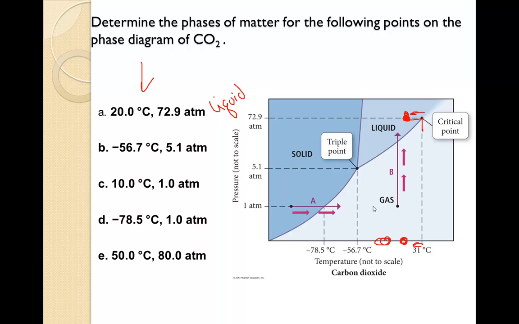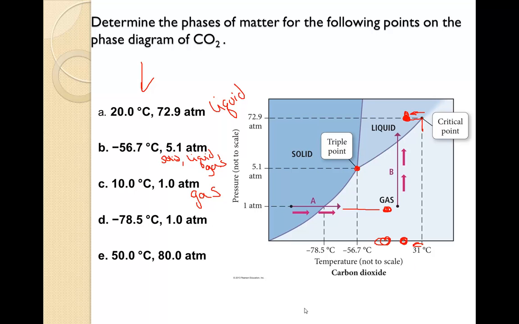Negative 56.7 degrees and 5.1 atmospheres. That's the triple point. That means solid, liquid, and gas all exist at the same time. At 10 degrees Celsius and 1 atmosphere, well, here's 1 atmosphere. 10 degrees would be around here somewhere. Notice it's in the gas phase here.